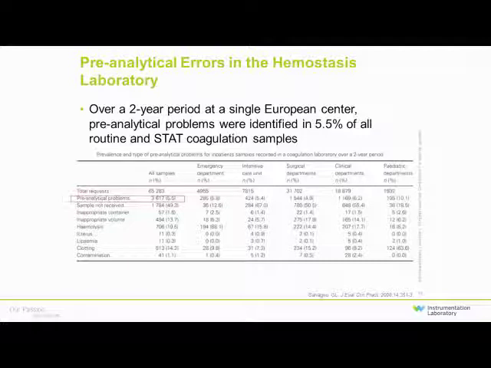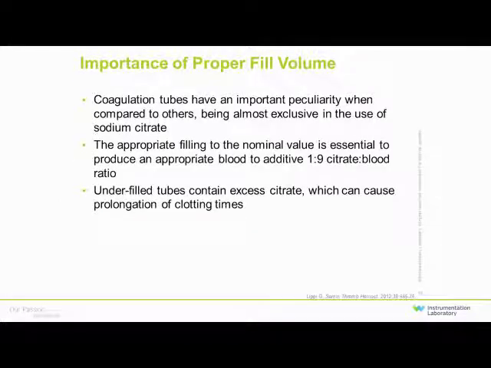Of those, the most frequent event is hemolysis. So hemolysis occurred in 19.5%. Clotted samples, 14.2% of the time. Contamination, 1.1%. And icterus and lipemia occurred in 0.3% each. So the most frequent event that we see in the hemostasis lab is hemolysis. So we're going to go through each one and talk about the importance of them in terms of hemostasis.